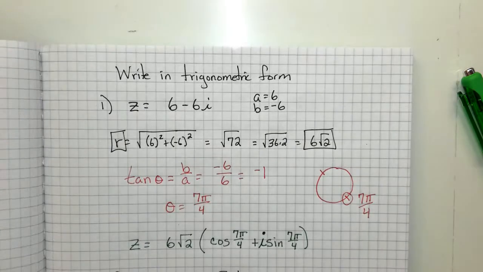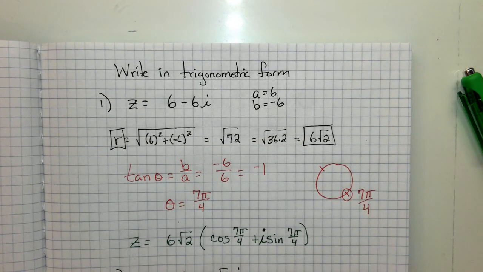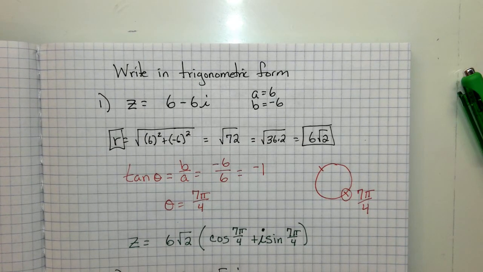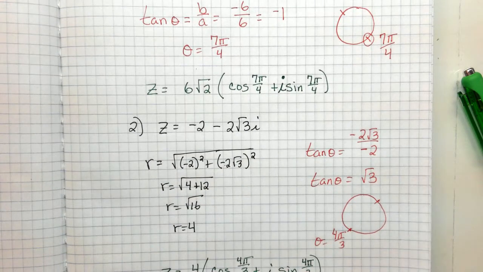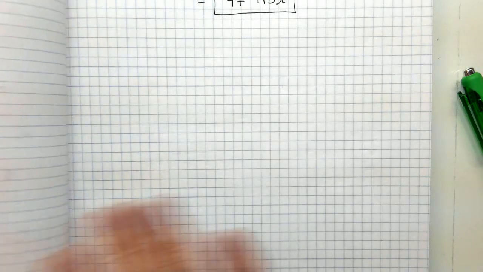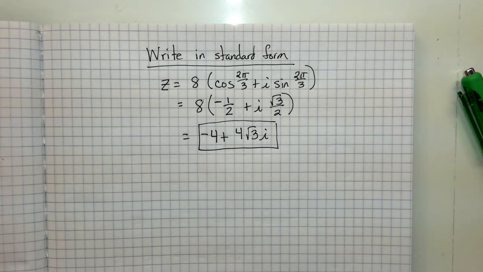And with that knowledge, we are going to be able to start in complex number standard form and convert to trigonometric form with the r and the theta. And the other skill is we are going to be able to start in trigonometric form and convert to standard form.